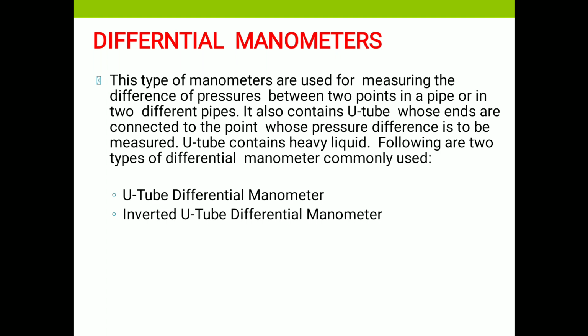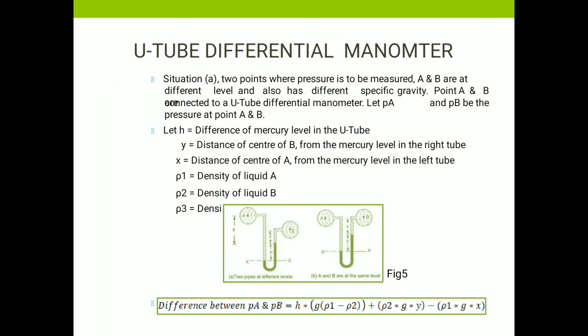The U tube contains heavy liquid, and there are two types of differential manometer: the U tube differential manometer and the inverted differential manometer. So, the U tube differential manometer. Consider 2 points where pressure is to be measured, A and B, at different levels and also having different specific gravity. Points A and B are connected to the U tube differential manometer. Let PA and PB be the pressures at points A and B.